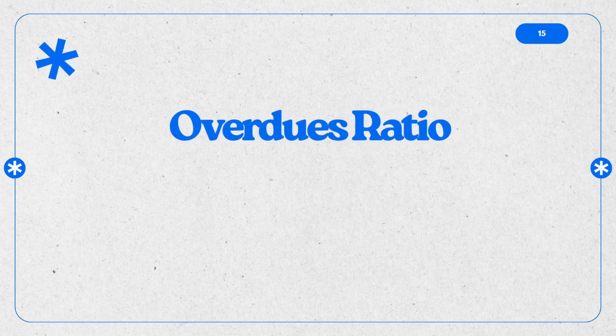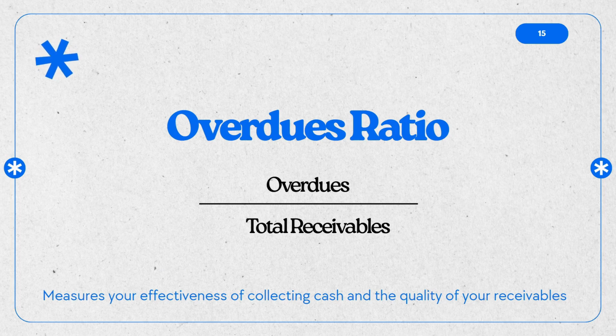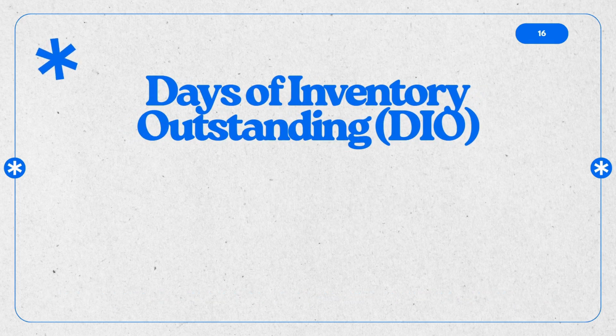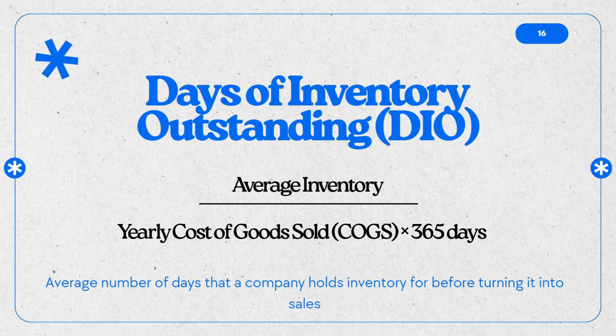Next is overdues ratio. Overdues divided by total receivables measures your effectiveness of collecting cash and the quality of your receivables. Days of inventory outstanding, DIO, average inventory divided by yearly cost of goods sold times 365 days. To explain it in a better way, these 365 days are multiplied by the division of average inventory divided by yearly cost of goods sold. This shows the average number of days that a company holds inventory before turning it into sales.